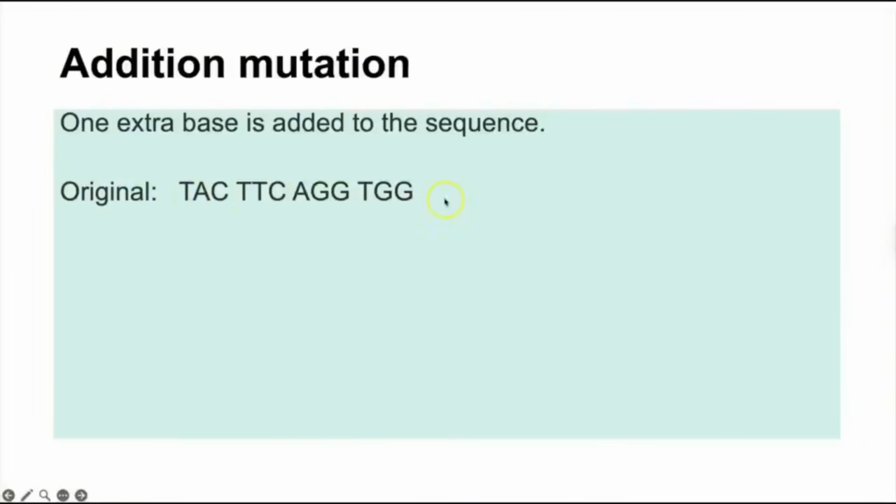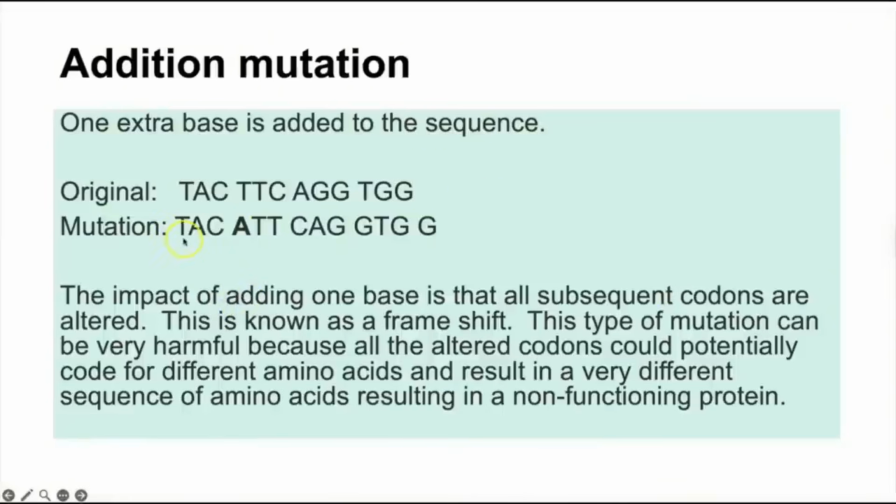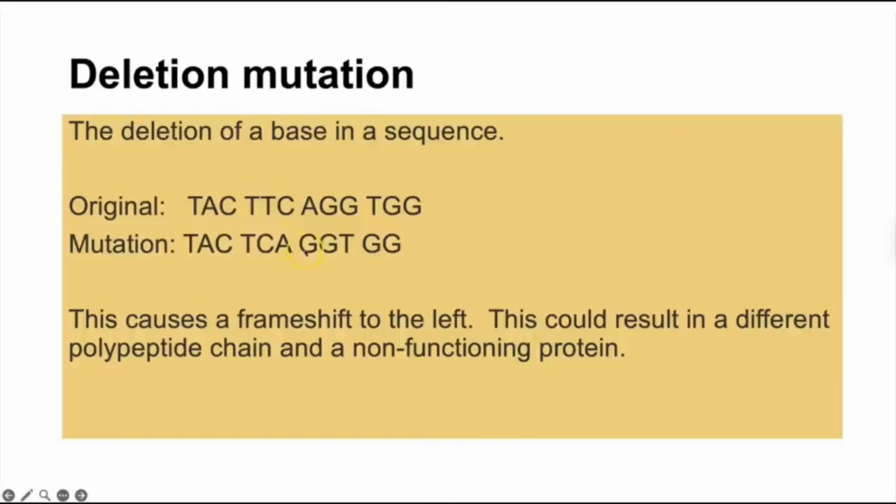So if we have a look at this original sequence here, we've added in an additional adenine nucleotide, and as a result we get a frame shift, meaning all of the bases downstream of that mutation shift one position to the right. And that causes a change in all of these codons, and therefore they will probably code for different amino acids, and that will result in a very different amino acid sequence and a non-functioning protein.